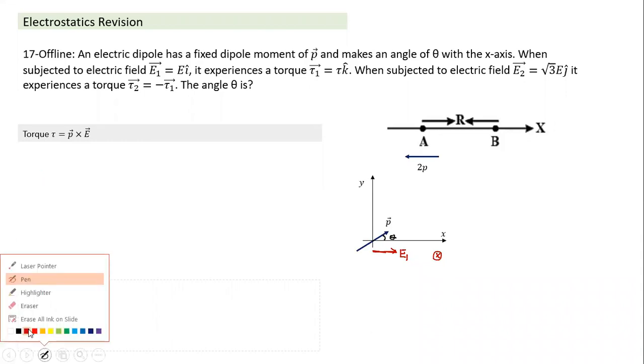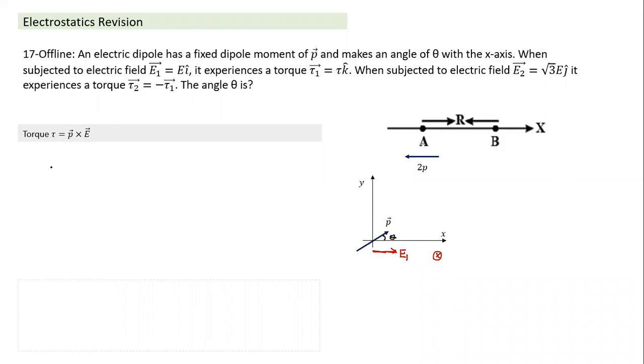First, let's mark the magnitude and direction of the first torque due to E1. Tau 1 will be going into the plane of paper, with magnitude P into E1, where the magnitude of E is E, into sine of theta. This is due to the first one.